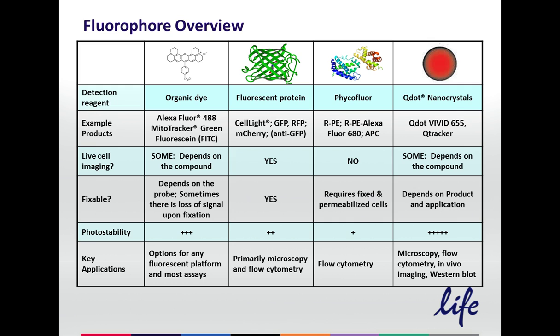And then finally, Q-dots, like our Q-tracker and Q-dot products. We're coming out with a new line called Q-dot Vivid, which are even brighter than their predecessors. Some of them you can label live in terms of surface labels, and then we have our Q-tracker reagents for live cells, but most of the others are for fixed cell labeling. Some of these products that you can label live are also fixable, like the Q-tracker product. Photostability, five pluses, nothing even comes near to the photostability of Q-dots, and they can be used in pretty much any fluorescent application these days.